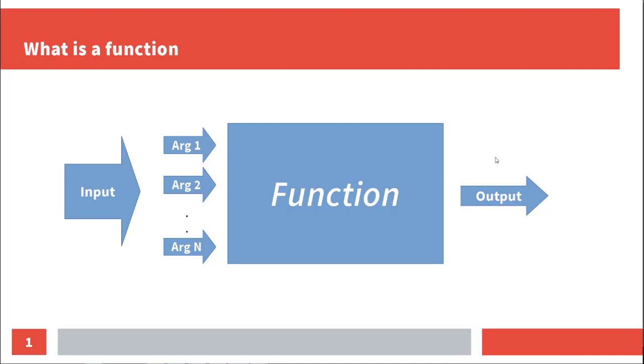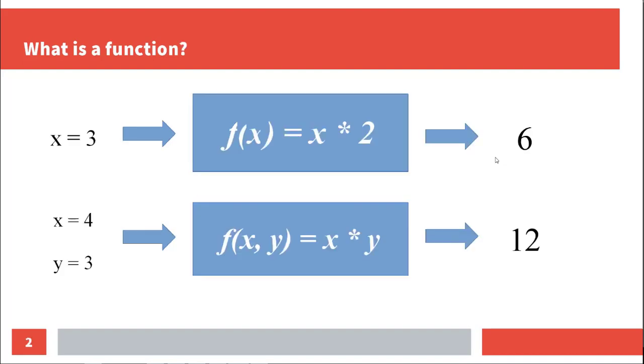So what is a function anyway? A function, we can say, is like a black box with a set of instructions inside. When we give it an input, which can be one argument or more, it will give us exactly one output. So we can check for examples.